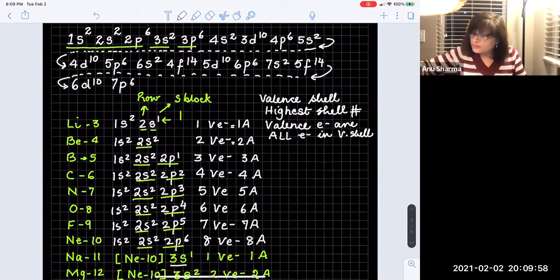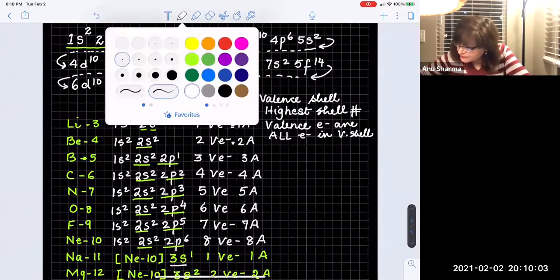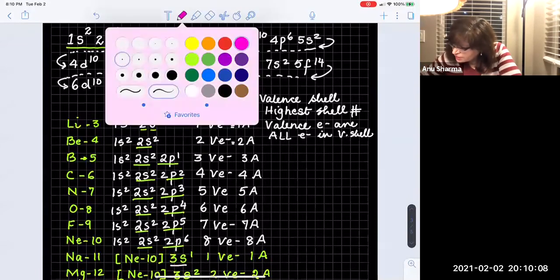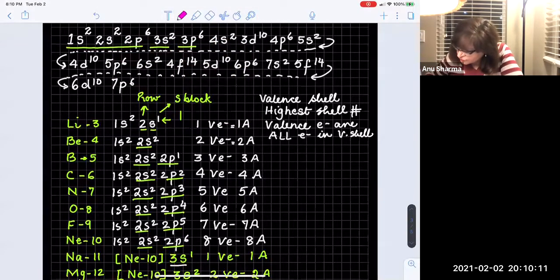Here's another thing, pay attention here. If you count these 5 electrons, 2 plus 2 plus 1 equals 5, okay? Carbon has 6 electrons. Where are those 6 electrons going to go? 1s2, 2s2, and 2p2. So add this: 2 plus 2 plus 2, 6.